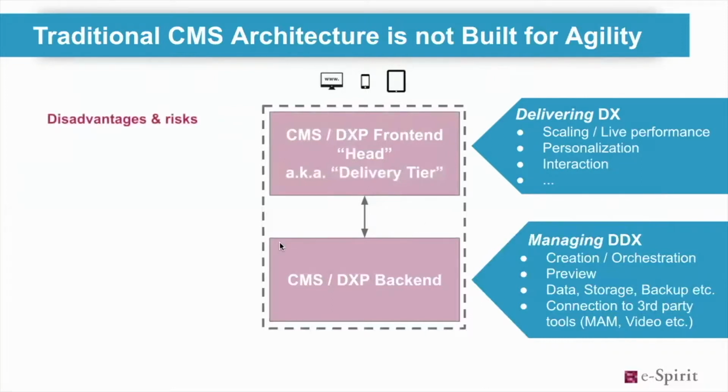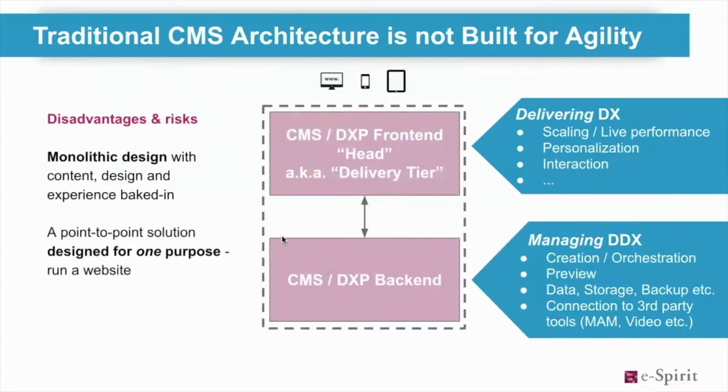These are the big disadvantages or risks that come with this traditional architecture. It is a monolithic design where everything is baked in and intertwined. Content, design, and experiences are very hard to separate. At its core, this is a solution that is designed only for one purpose, and that is to run a website. It can be good at that, but as soon as those requirements change, that architecture makes it very hard to stay successful.